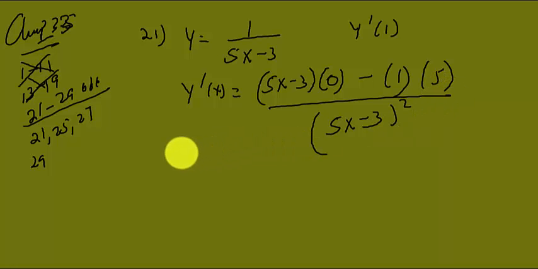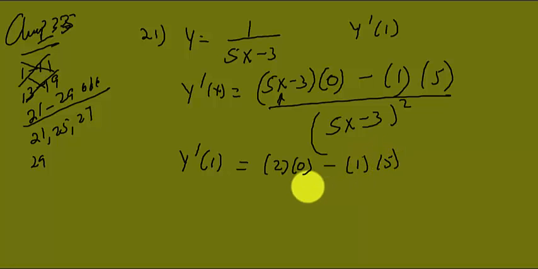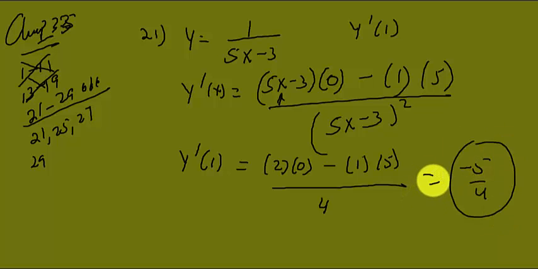So y prime of 1. When you plug in 1 there, it's going to be 5 minus 3, which is 2, times 0, minus 1 times 5. And then on the bottom, you're going to plug in 1. That's going to give you 2 squared, which is 4. So on top, you're going to get negative 5, and on the bottom, you're going to get 4. So that's it.